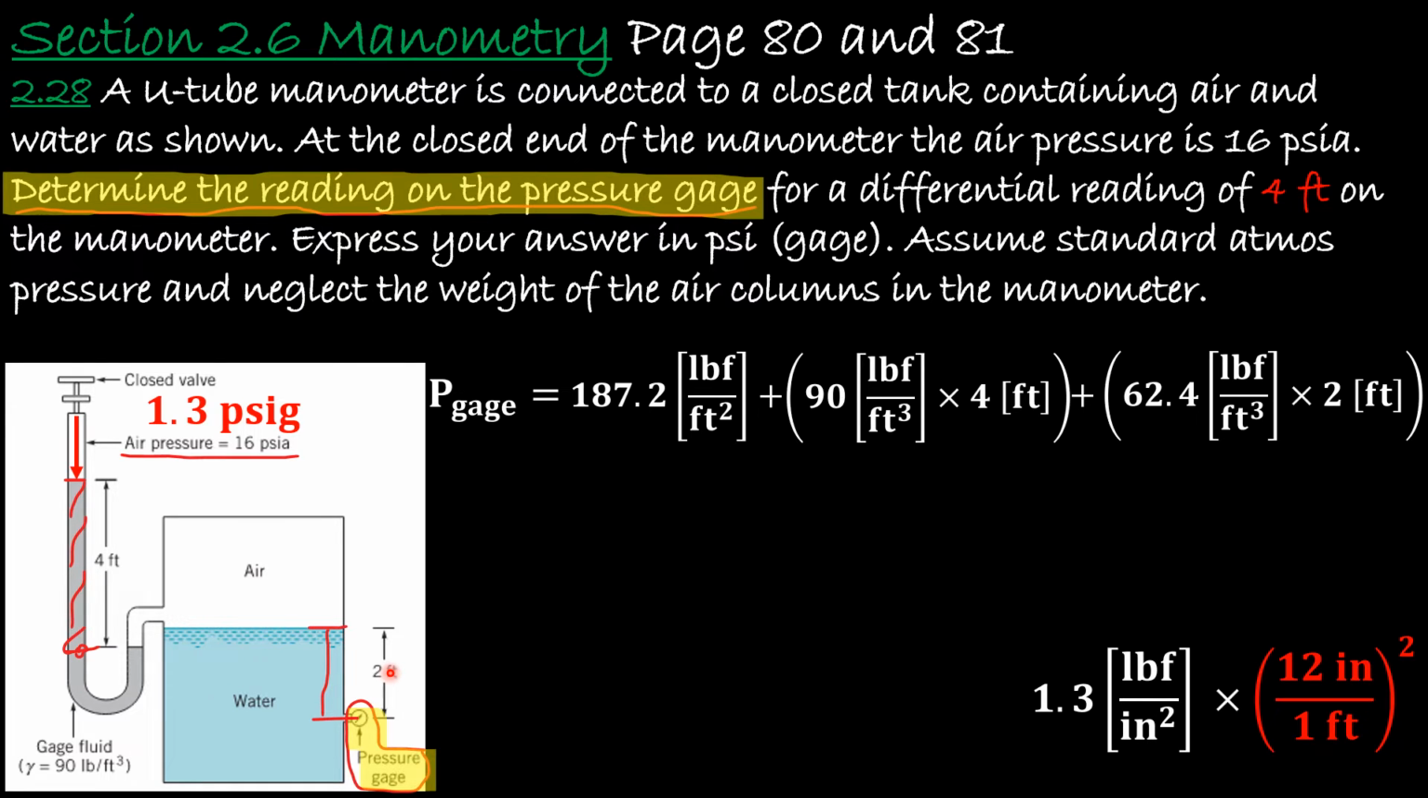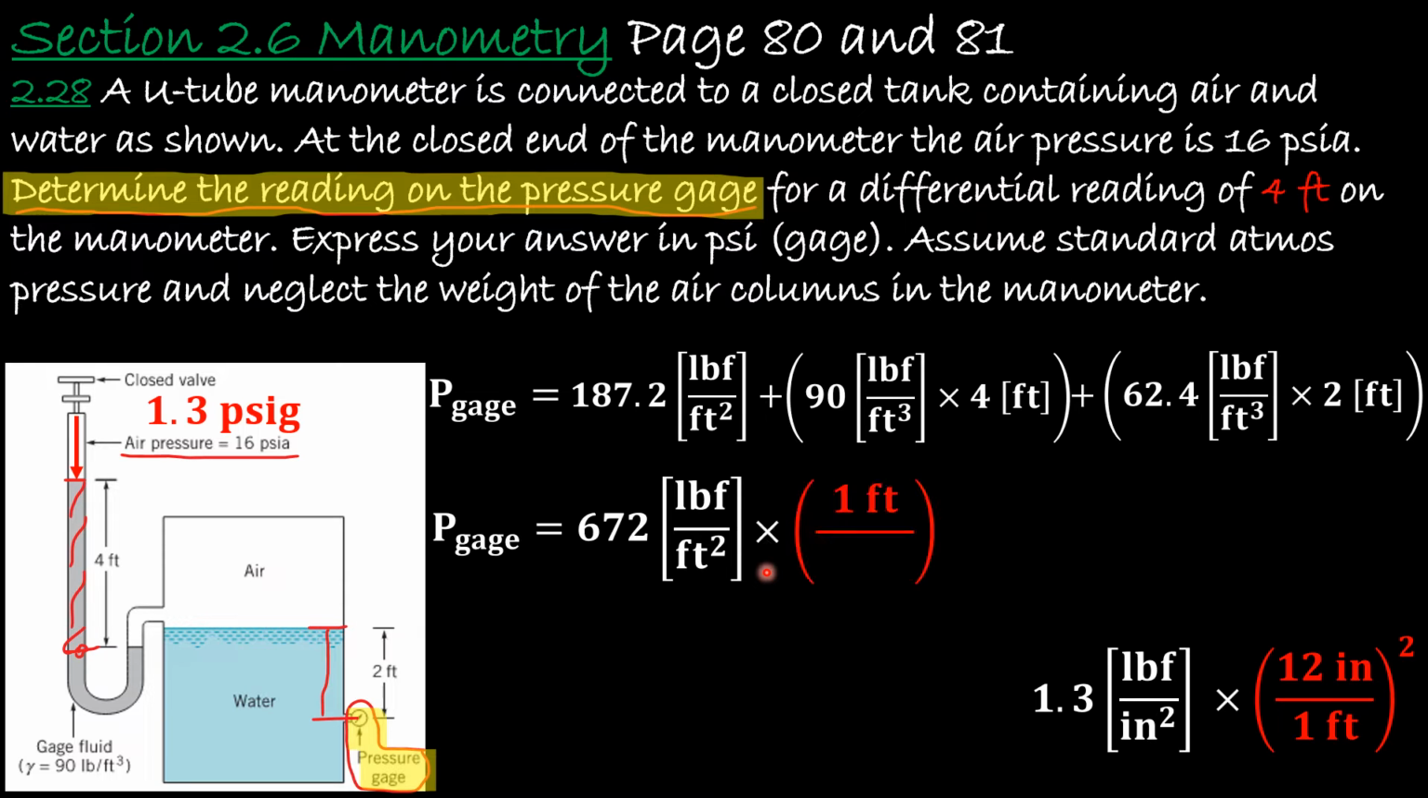It will give us 672. So the pressure gauge is 672 per feet squared. Now we are asked in this problem to express it in psi gauge. So this is a gauge reading. So we will use a conversion factor.